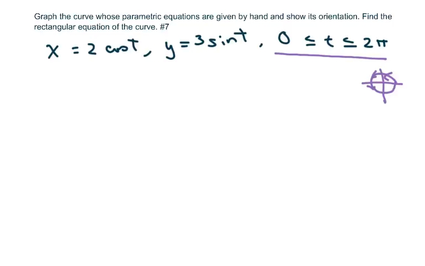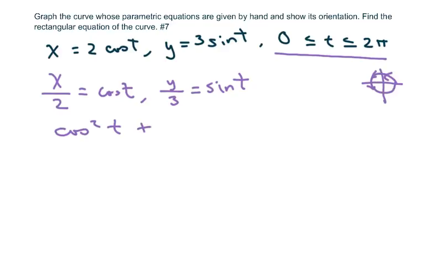So let's solve for x. I'm going to rewrite this as x over 2 equals cosine of t, and y over 3 equals sine of t. Now, I also know that cosine squared of t plus sine squared of t equals 1. And with your ellipse, we're going to write this out equals 1.